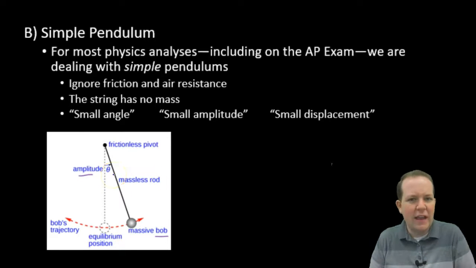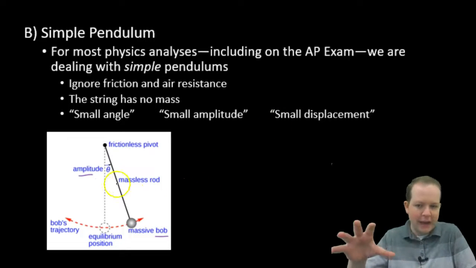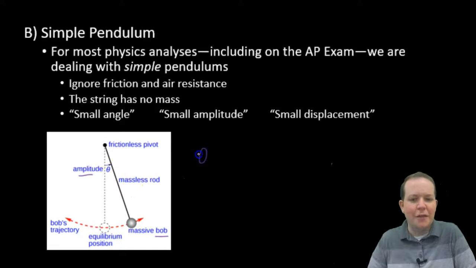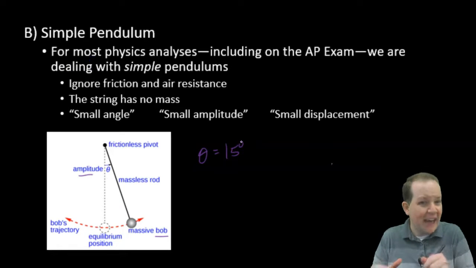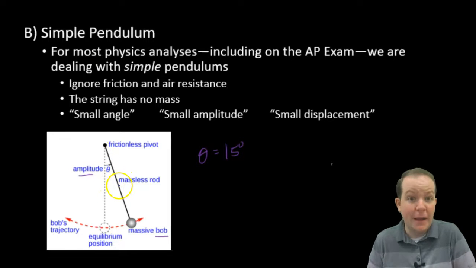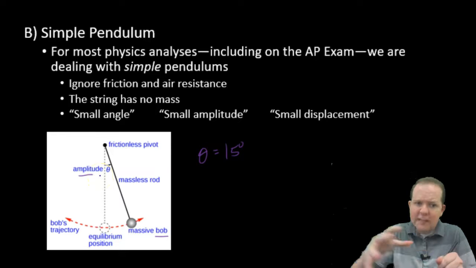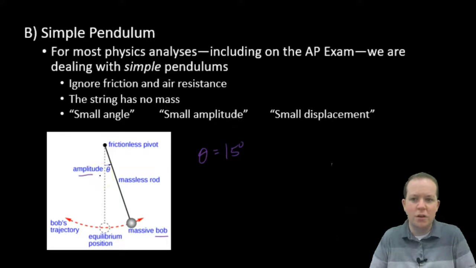There's a few different ways to measure it, but you might see a problem that says a pendulum is pulled back with an amplitude of theta equals 15 degrees. We don't do a lot of problems like that in AP Physics 1, but that would be this angle here between the vertical line and how far back you pulled the pendulum. But just know it's pulled back some amount, and that amount it's pulled back is referred to as amplitude.